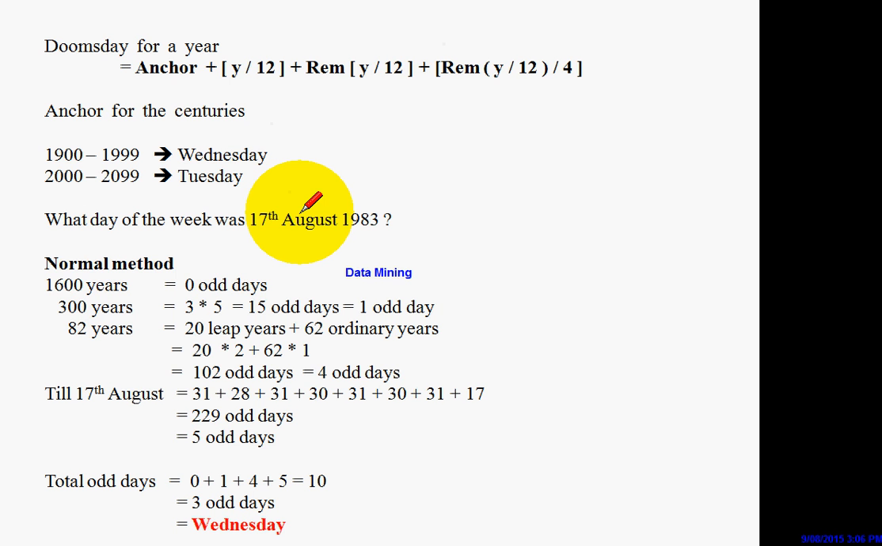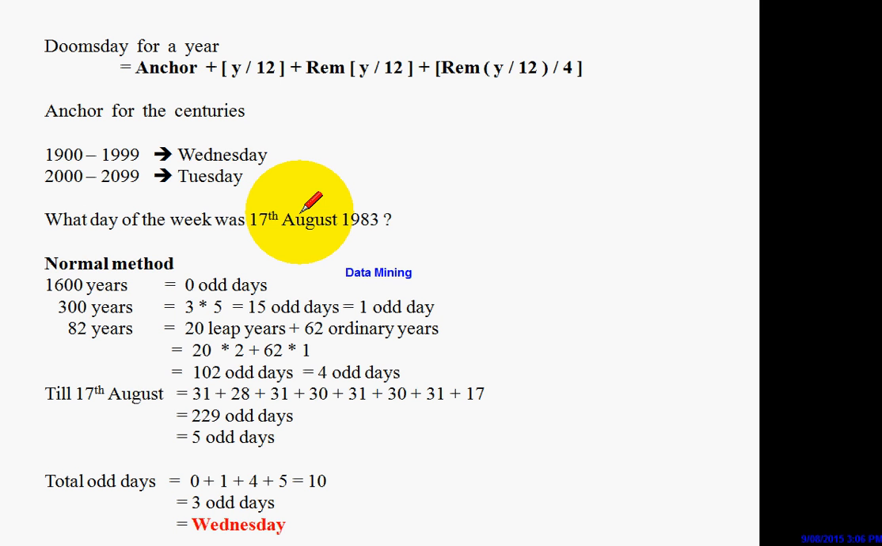Within 2 to 3 seconds, I think we can solve this problem. Suppose you choose the previous way, then it takes nearly 10 to 15 minutes to arrive at an answer. So better you save your time by following this method, the doomsday algorithm method, to calculate a particular day. Is it clear? So both methods are mentioned here. You can follow whichever method is easier for you.